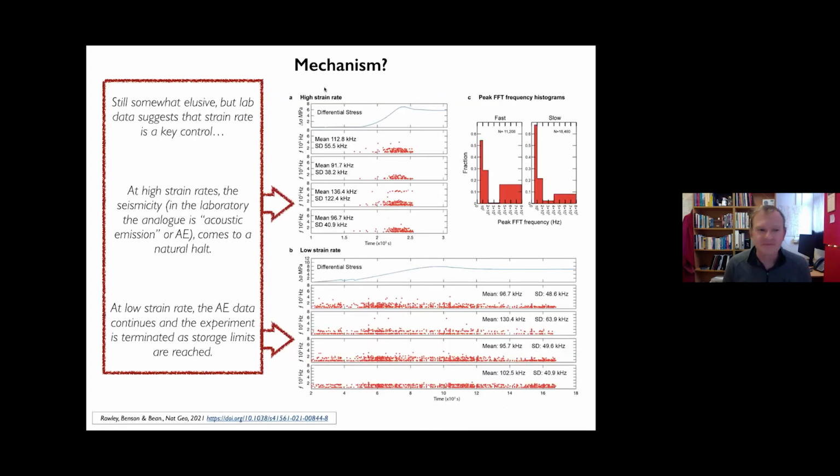What could be the mechanism? It's still somewhat elusive, but the lab data suggested that the strain rate is the key control here. At high strain rates, the data continues only for a short time after the peak stress, the strength, is reached, whereas at low strain rates, we generate this quasi-continuous signal, and it only ends when the machine runs out of data recording capacity.